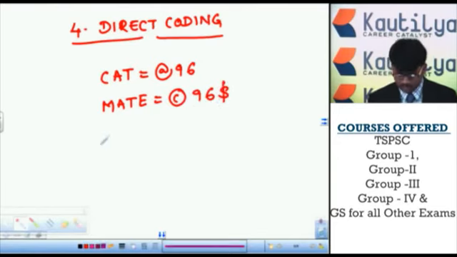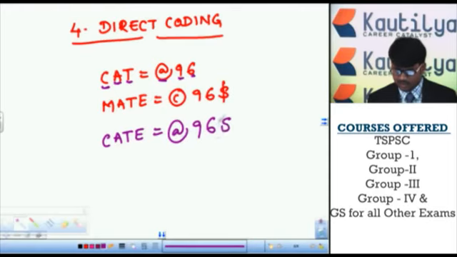How is the word cat coded? Then we have to identify the word cat. Here C is coded by @, A is coded by 9, T is coded by 6. Then we have to take a substitutional coding or direct coding. C is coded by the @ symbol, A is coded by 9, T is coded by 6, E is coded by the dollar symbol. This is the direct coding of the word.